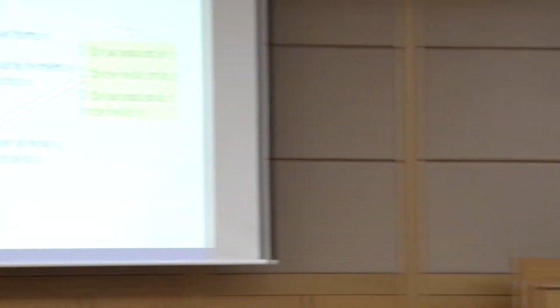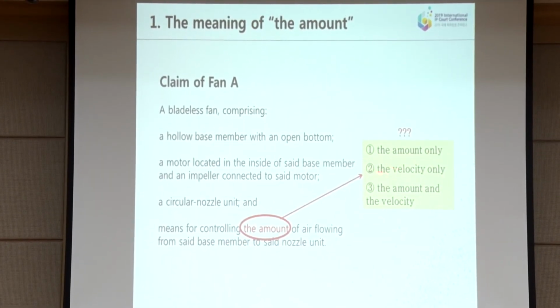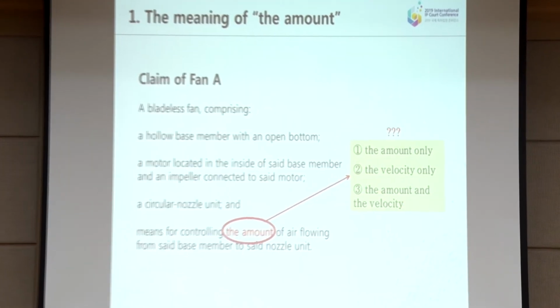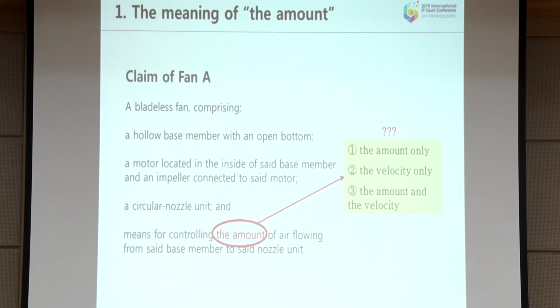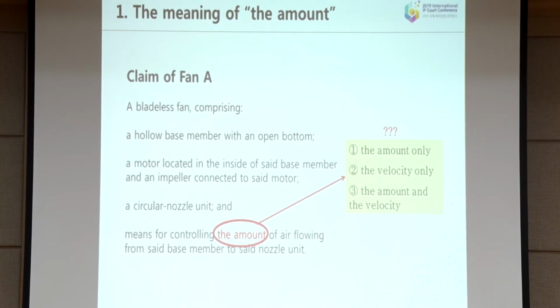Claim A, the means for controlling the amount of air flowing from the base member to the nozzle unit, if you change the amount and the velocity only, three times, it is the same technical meaning. I think, in my opinion, controlling the amount of air, controlling the velocity of air, and controlling the amount and the velocity of air are different. In the third one you mentioned in the claim, the increase is okay. But the three types are different, I think. What do you think about the three types of claims having the same technical meaning?